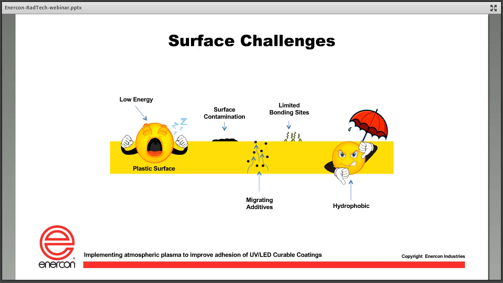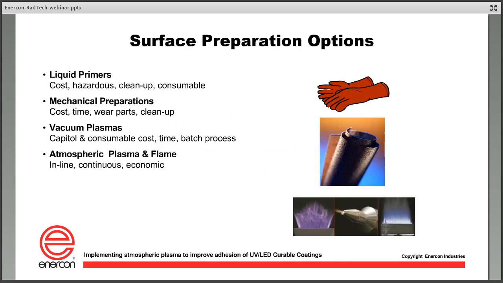Limited bonding sites, I mentioned, is where you are physically trying to adhere to a very smooth surface. It can be difficult. And once again, you have a very hydrophobic surface. That ink, coating, or adhesive is staying in a very tight droplet on the surface before you treat. There are some other options, of course, and I'm sure all of you are at least familiar with one or more of these. We've got liquid primers. It's a chemical. Of course, getting away from chemicals is everyone's goal, so we've got a hazardous material.